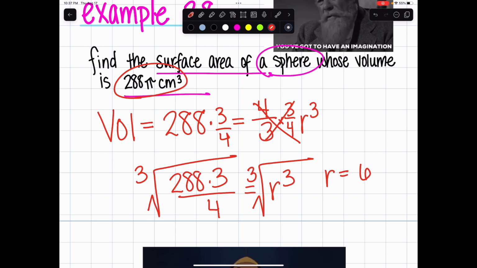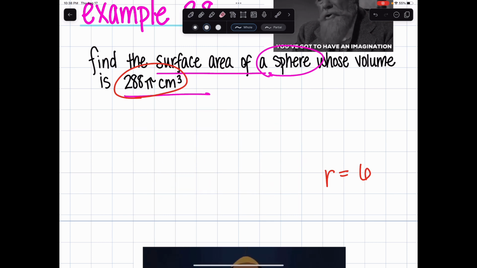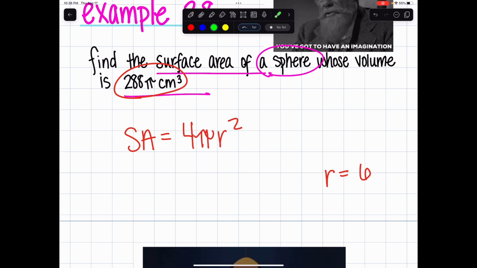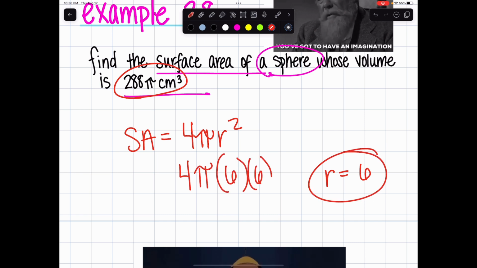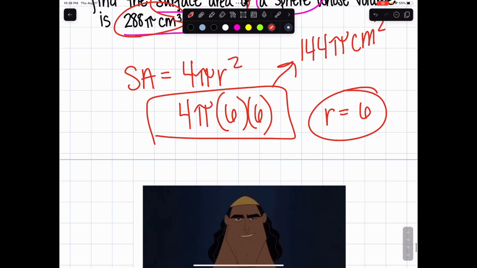Whew, that's tricky. That r is not what they asked for, though. They asked for the surface area. So now that I know r, I can erase all of this and write the equation for surface area. 4 pi r squared. It's just pi r squared, which is like a grapefruit, multiplied by 4. So I just plug in what I know. 4 pi, r is now 6, 6 times 6. And then I just multiply that out, and I get 144 pi. What are the units? Centimeters squared, because we're talking about surface area. Woo, we did it, Addie.